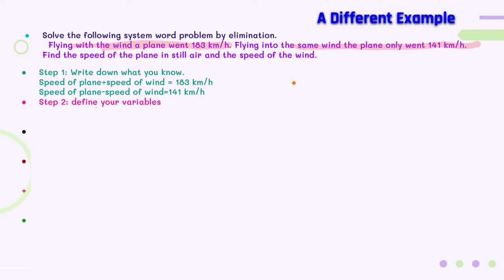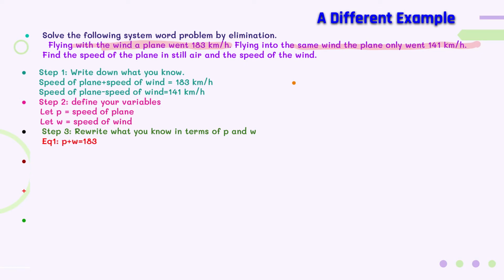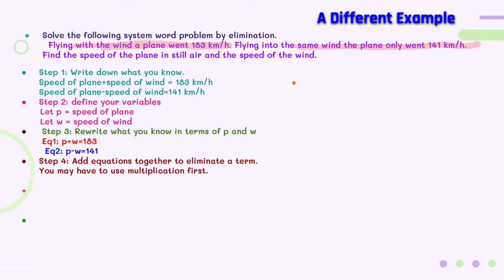Step 2 is define your variables. So in this case, I wrote let P equal speed of plane, let W equal speed of wind. Step 3 was rewrite what you know in terms of P and W. So my equation 1 was P plus W equals 183. My equation 2 is P minus W equals 141. Step 4 is to add equations together to eliminate a term. You may have to use multiplication first. Do we have to? No, not in this case.